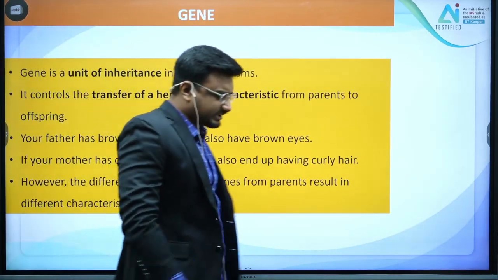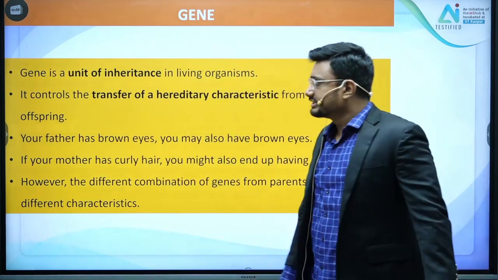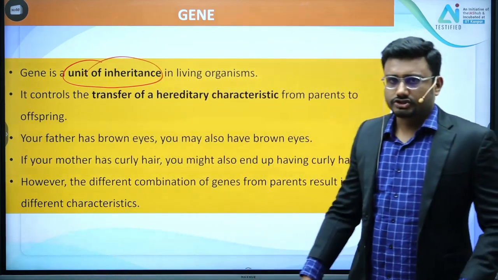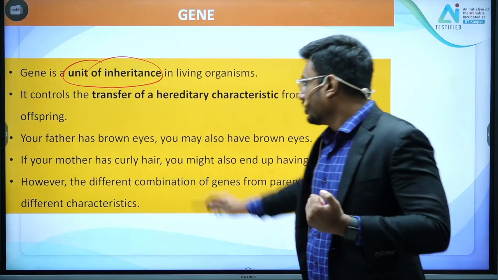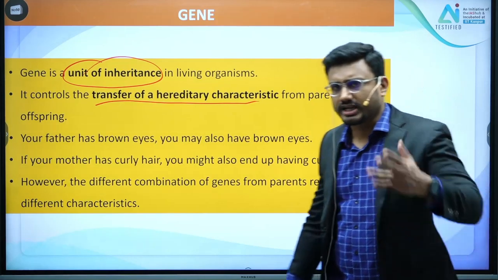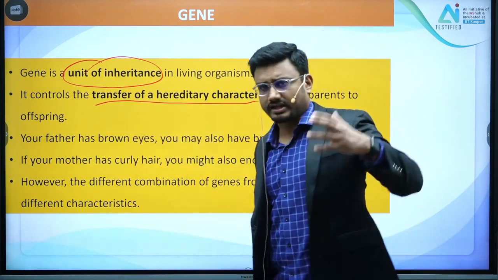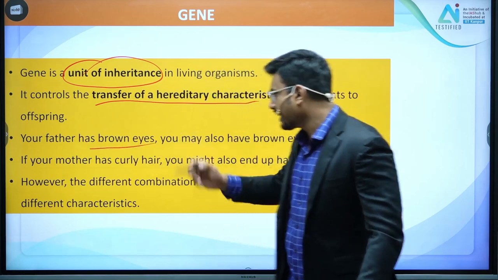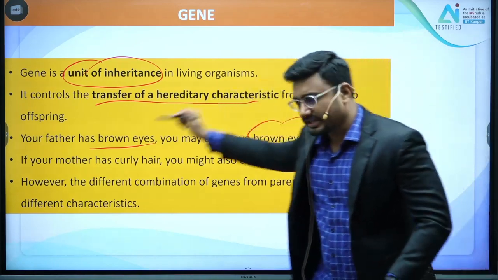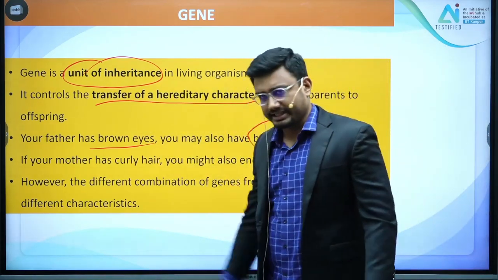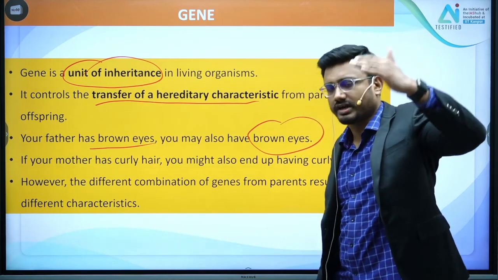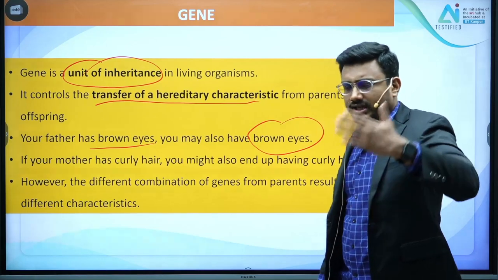Gene, let us understand what is meant by gene. A gene is a unit of inheritance in living organisms. It controls the transfer of hereditary characteristics from parents to the offspring. If your father has brown eyes, there is a high chance that you may also have brown eyes, because your father has the genes for brown eyes, acting as a unit of inheritance. So this eye color gets passed from your father to yourself, as you are the progeny of your father.